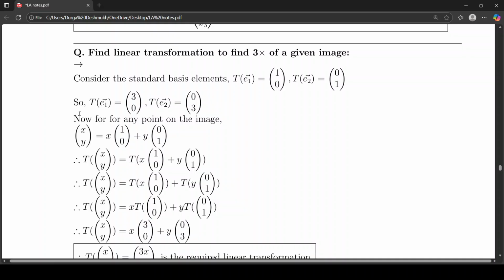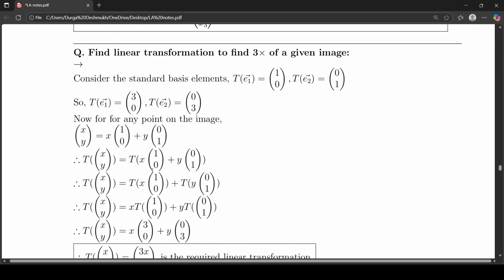So using these basis elements, we will represent a general element. (x, y) can be written as x into (1, 0) plus y into (0, 1). Since these span the entire R2, it is valid. Now we will perform transformation on both the sides. So transformation of x into this plus y into this.